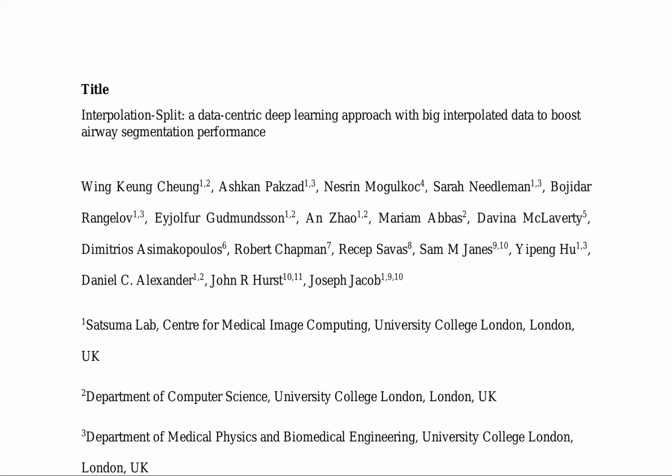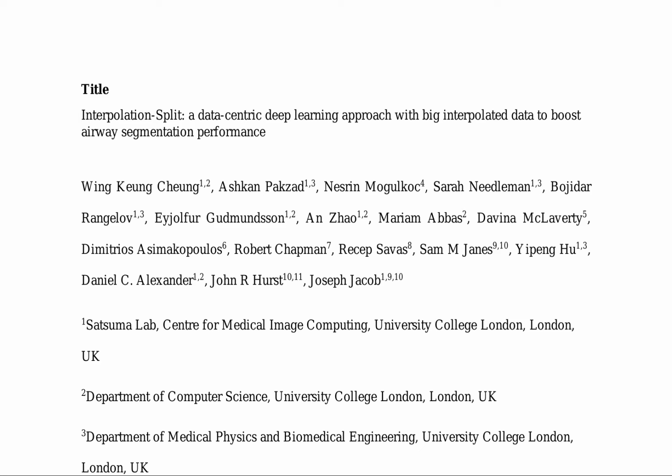Airway segmentation from computed tomography (CT) scans is a crucial task in diagnosing and monitoring respiratory diseases. However, segmenting airways accurately and robustly remains a significant challenge. To address this, we propose interpolation-split, a data-centric deep learning approach that leverages large interpolated datasets to boost performance.